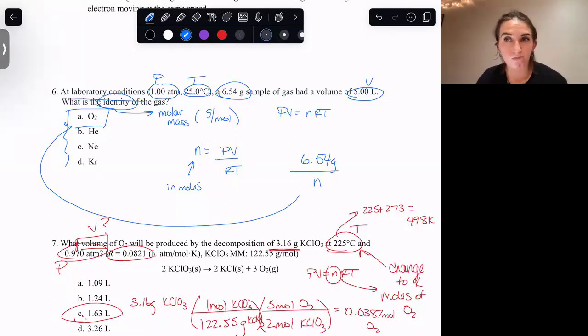Right, just identity comes from molar mass, which is in grams per mole. So you're going to use PV is equal to nRT in order to get moles, and then use that with your gram sample that you started off with.